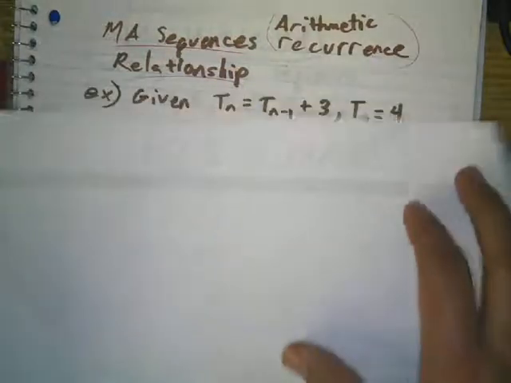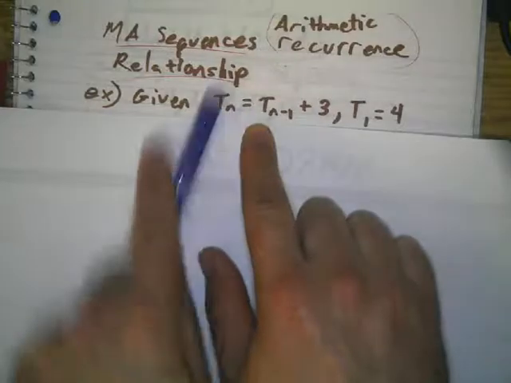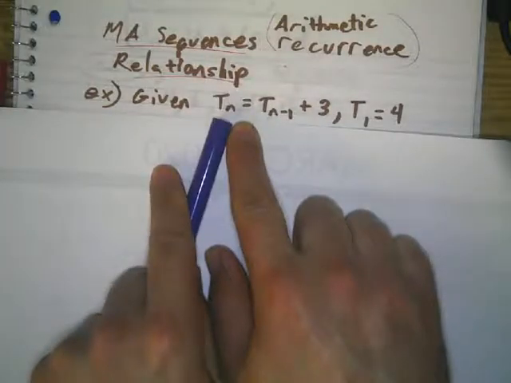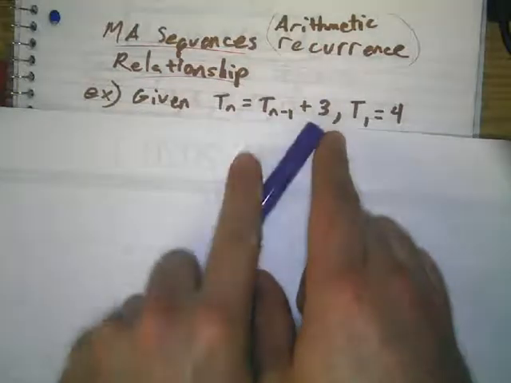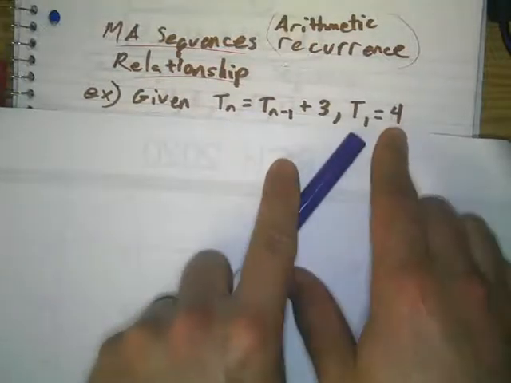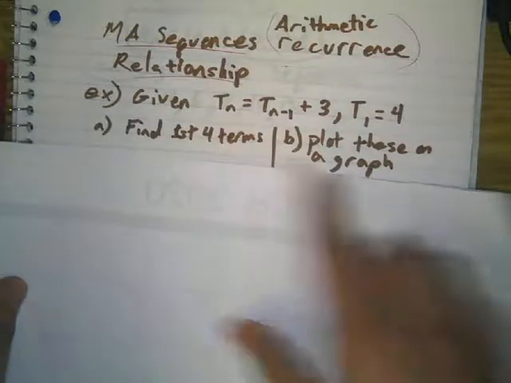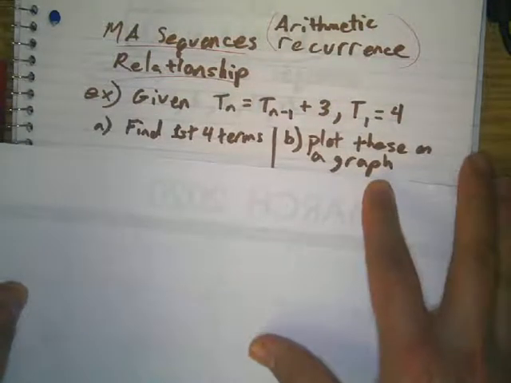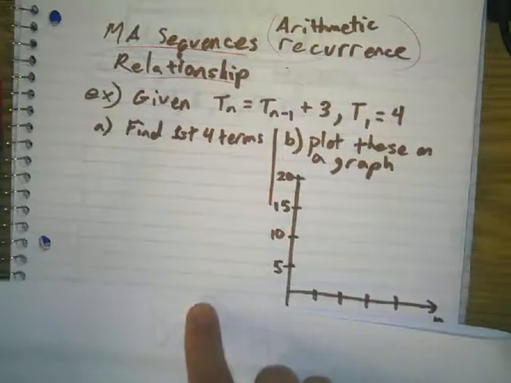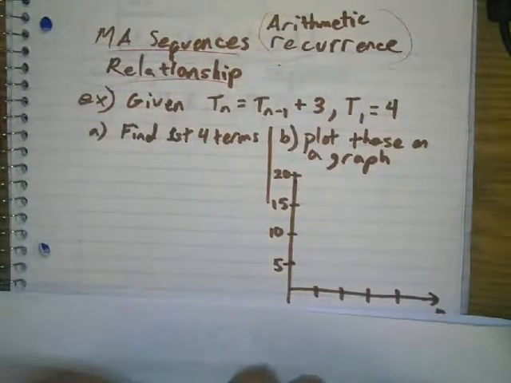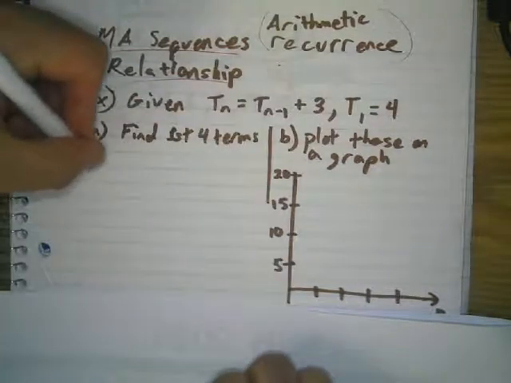Okay, let's look at an example. If I'm given a formula that my term is equal to the previous term plus 3, so the common difference is 3, and my first term is 4, if I ask you to find the first 4 terms or plot these on a graph. Before we can plot them on the graph, we need to figure out the first 4 terms, right? If we already know t sub 1, what about t sub 2?